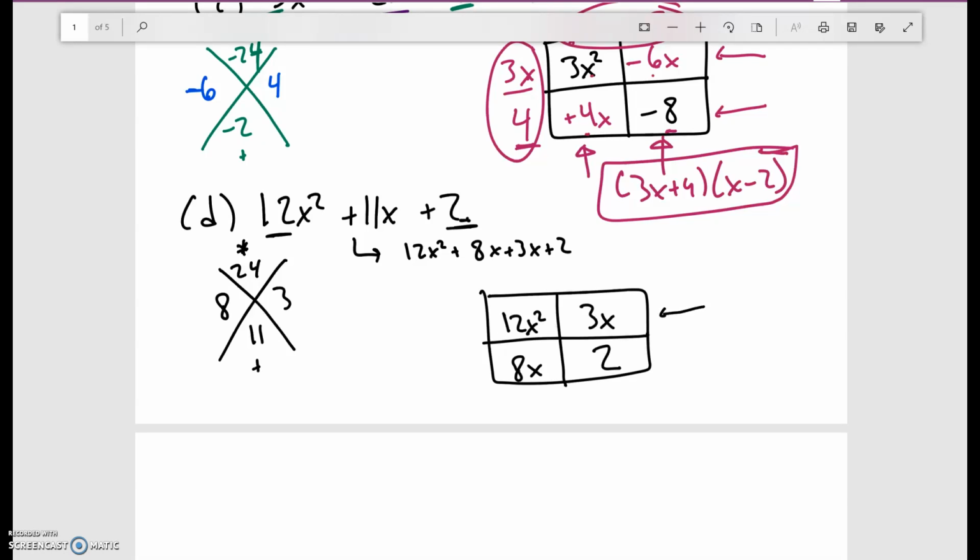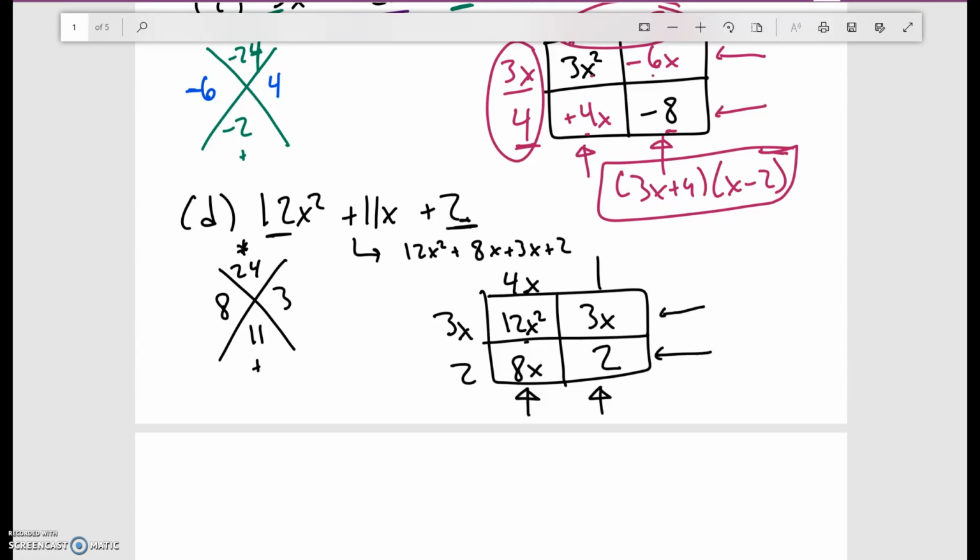Okay, so from this side, I can take out a 3 and an x. From here, I can take out a 2. Coming from up below, I can take out a 4x. And coming from below here, I cannot take out anything, so I'm just going to take out a 1. Okay, and then you could also check your work. 3x times 4x gives me 12x squared, and so on and so forth.